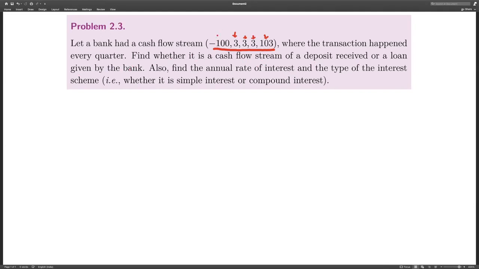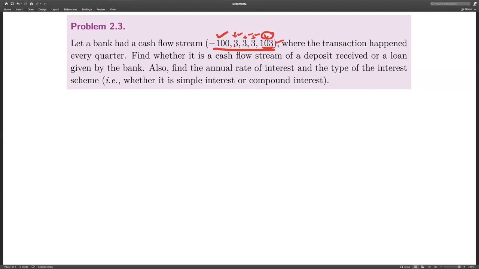Since X naught is negative, that is the first entry is negative, the initial cash flow is an outflow, right? Therefore, it shows that it is a cash flow stream for a loan. It means somebody gave a loan and therefore the money went out, and then they received the interest every quarter, and at the end of the first year they got the interest as well as the principal amount.